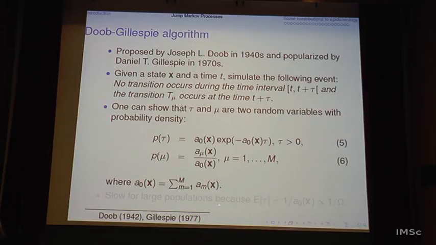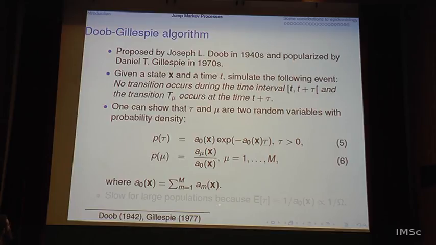That's what we usually call the Gillespie algorithm. Actually, Gillespie was a chemical physicist, and Doob was a mathematician who wrote the algorithm, and Gillespie simulated it. So there was a big difference, almost 30 years, between the moment the algorithm was written and when it became popular.